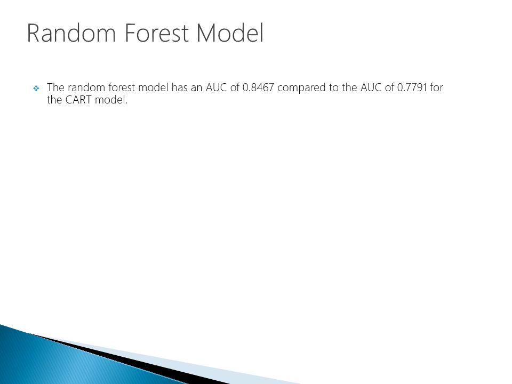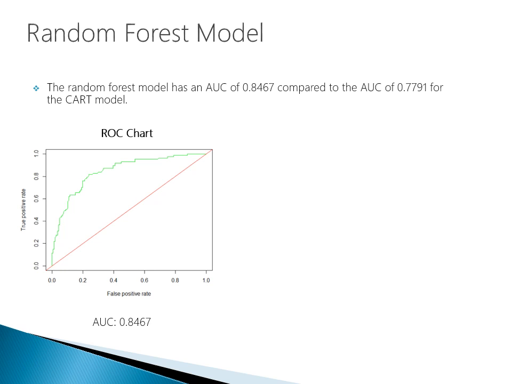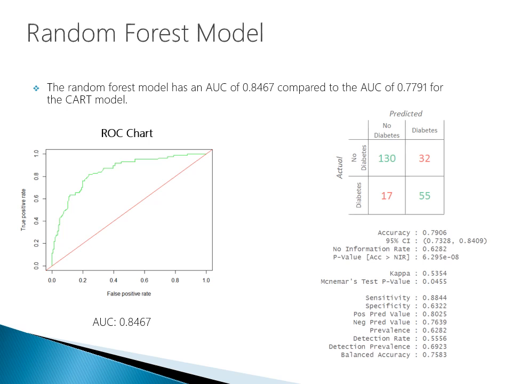The random forest model has an area under the curve of 84.67 compared to the area under the curve of 0.7791 for the CART model. That's a notable improvement between the two, and now our predictive accuracy is getting even stronger. Likewise, we can see some of our performance characteristics in our confusion matrix. We can check out our sensitivity and our specificity and overall predictive accuracy.